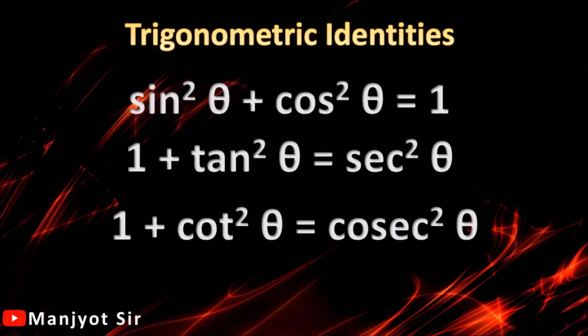Let's start with the proof of the first identity, that is sin square theta plus cos square theta is equal to 1. Let us understand why sin square theta plus cos square theta is equal to 1. See, observe here, we need sin and cos. Sin and cos are trigonometric ratios. We all know trigonometric ratios come from a right angle triangle.